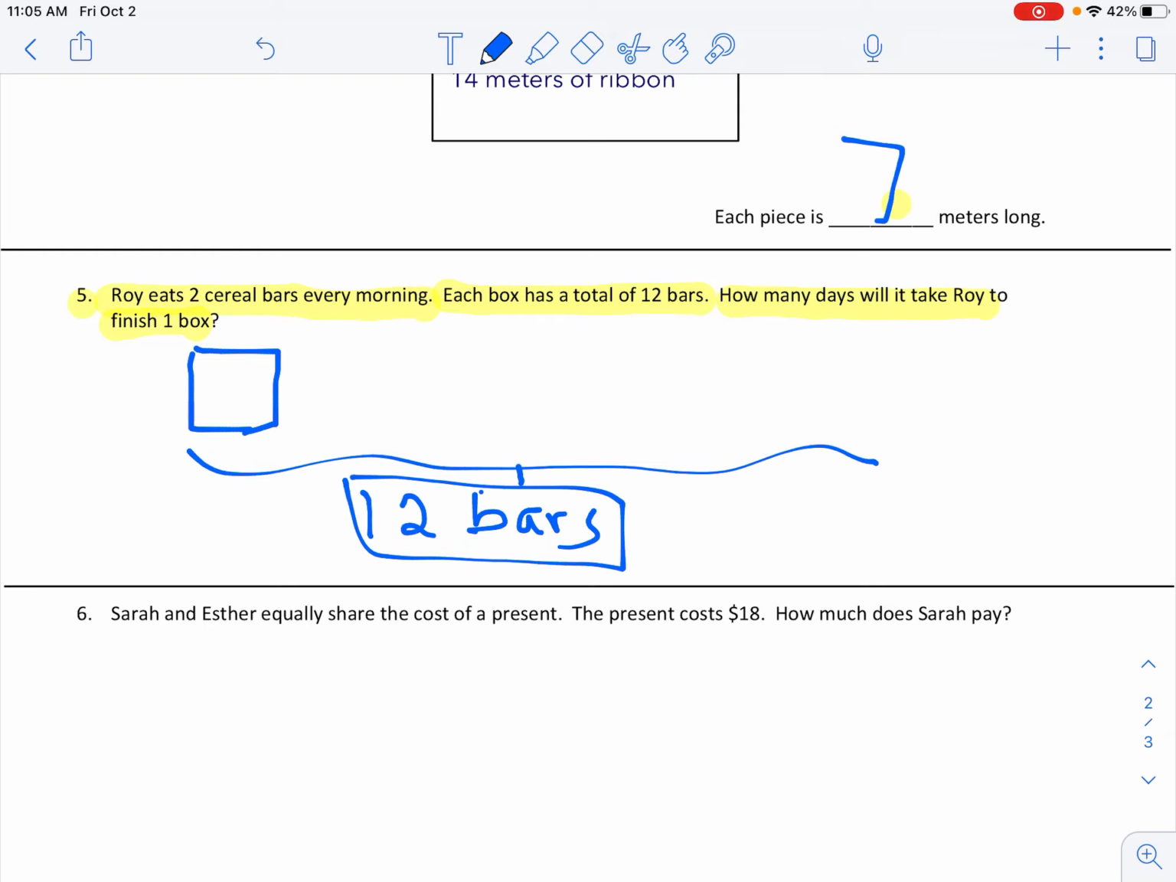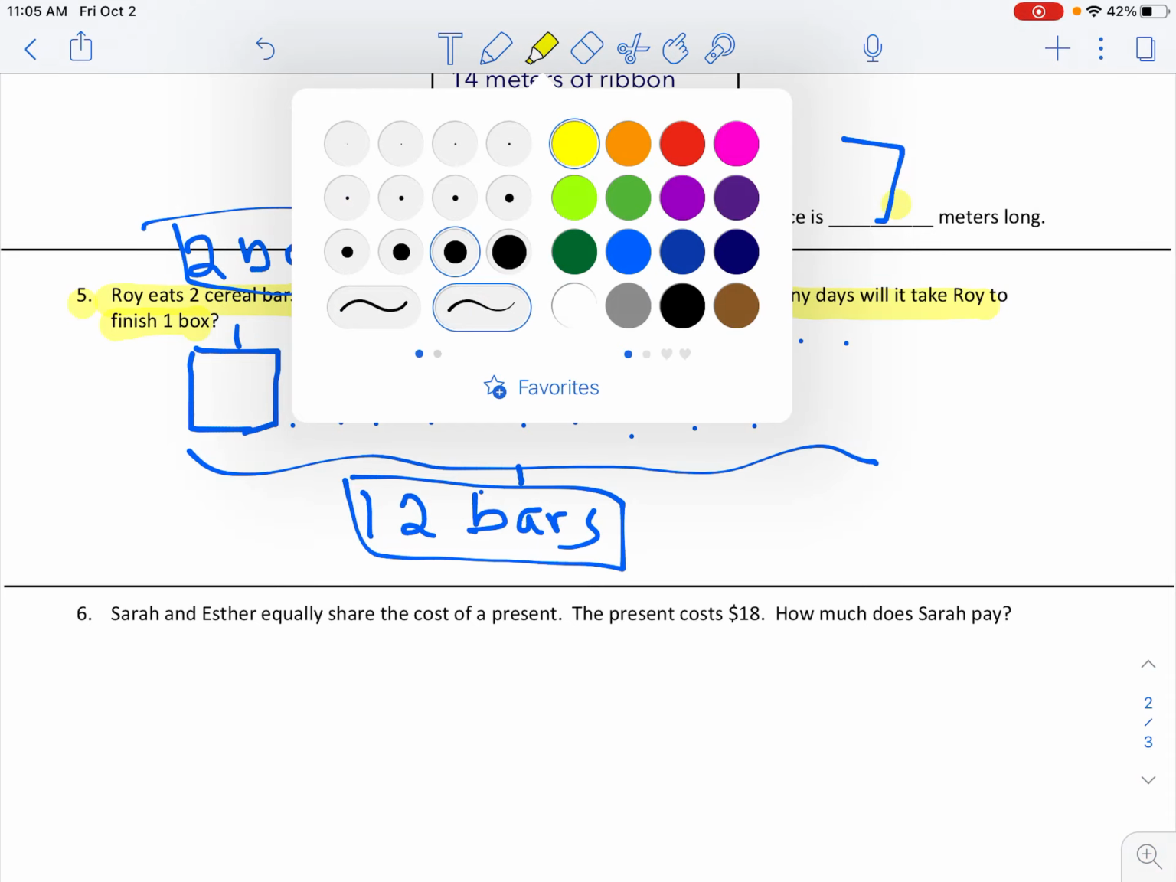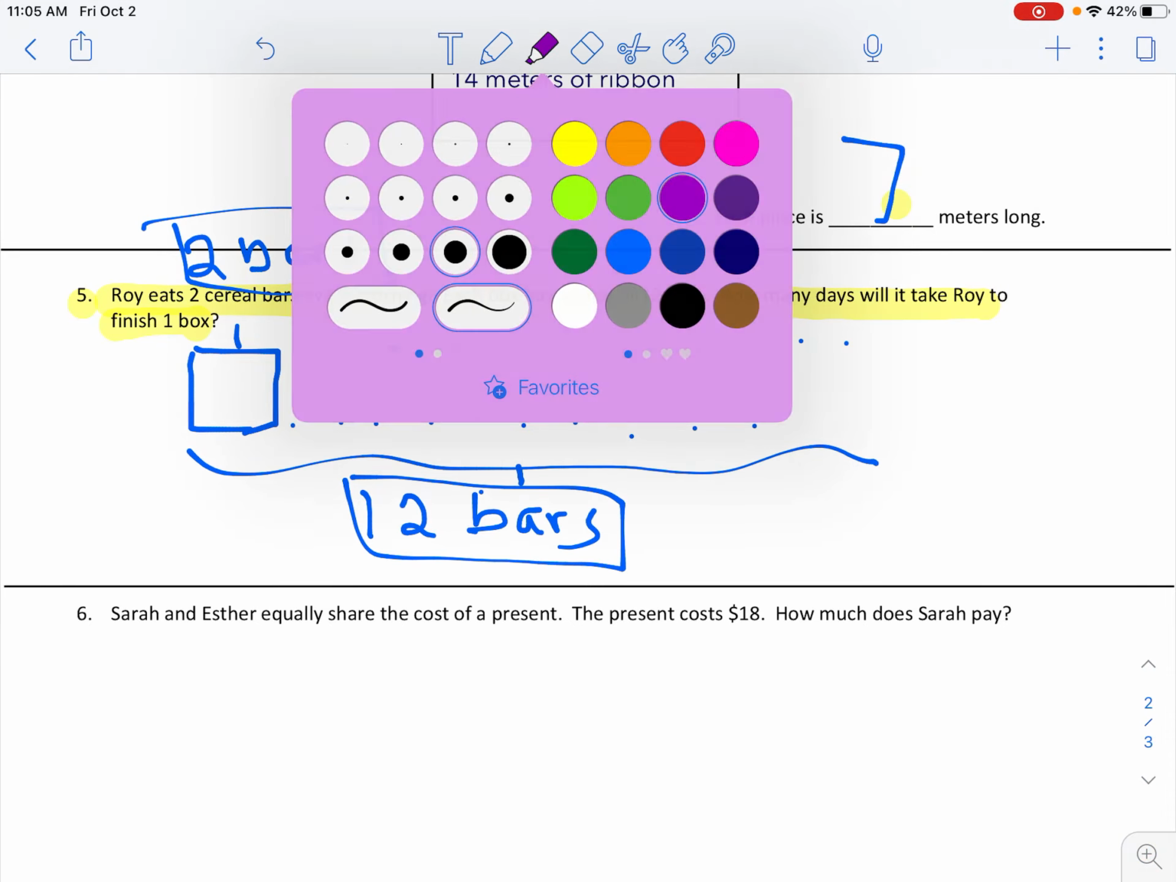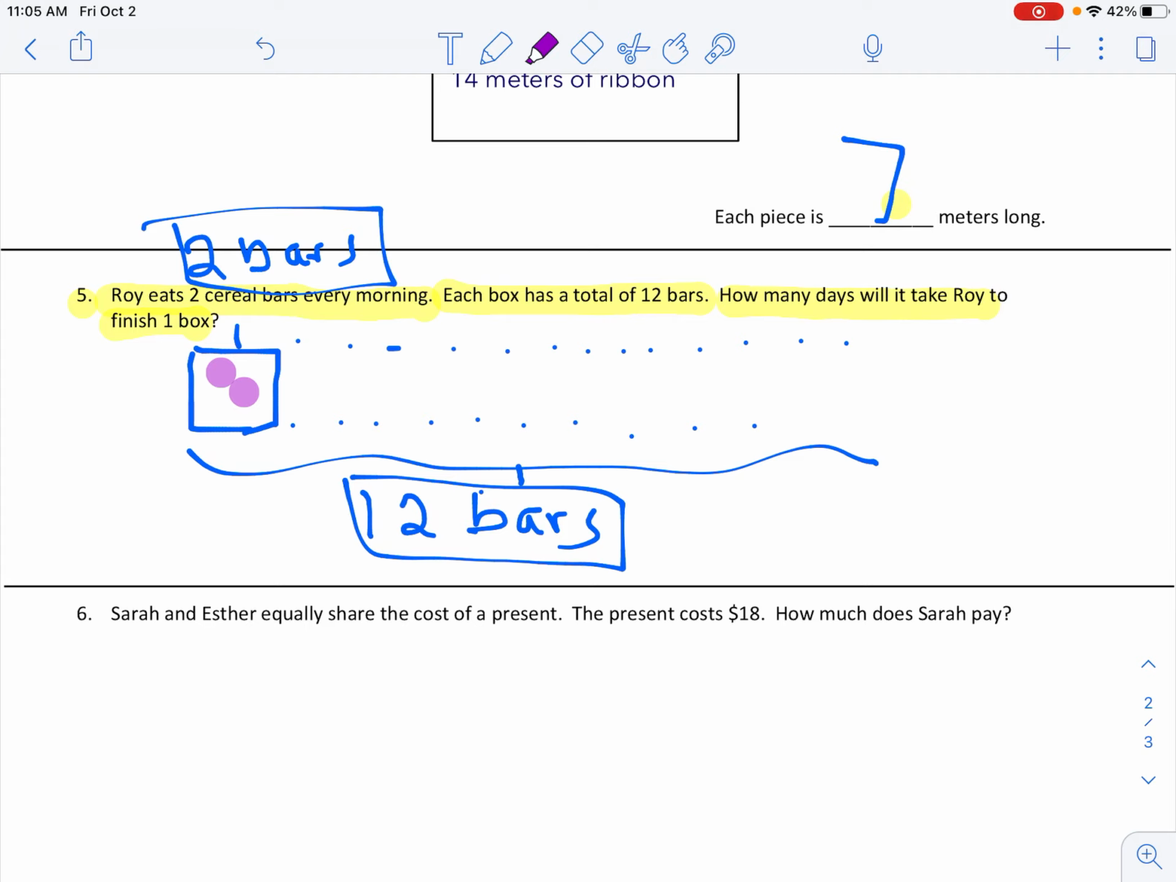So that's my label. I'm going to box it in, put it underneath there. What I need to figure out is how many days he can keep all 12 of those bars. So I'm going to draw dotted lines here because I don't know how long my tape diagram is going to be. But I do know that he eats 2 bars every day. So that's the label for what that piece means. So Roy eats 2 cereal bars. I'm not going to use blue, I want to use a different color. This day.